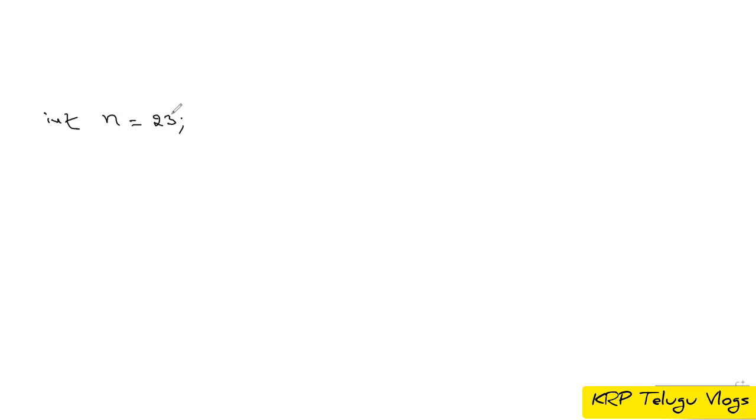So actually we have to do it from 2 to 22, correct? But here it is not required till 22. So we can do from 2 to 23 by 2, which is what?